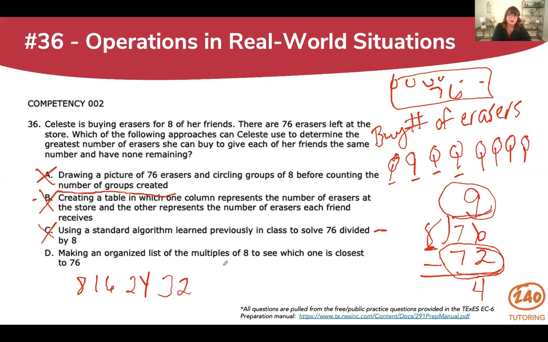32. Handwriting gets bad here at the bottom of the slide. All right, and we can keep going. 40, 48, all the way up till we get as close as we can to 76. D is the correct answer.